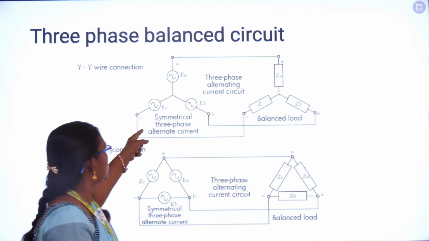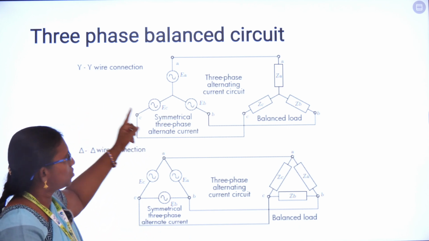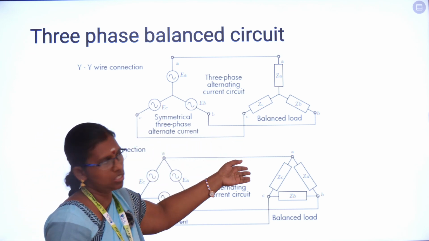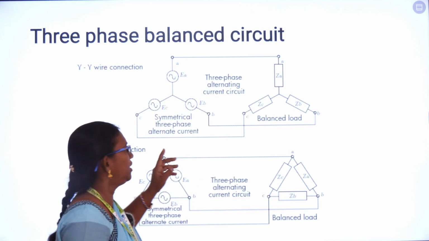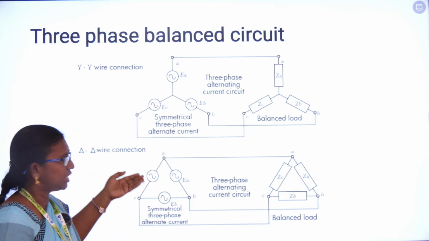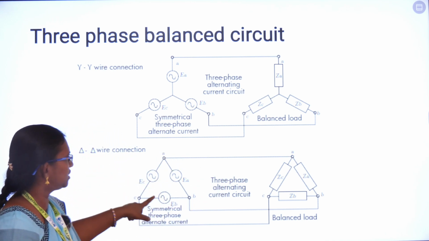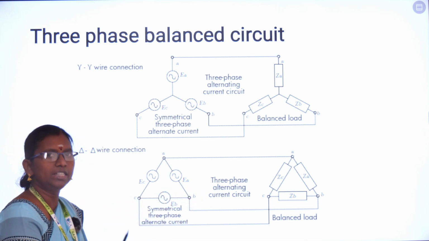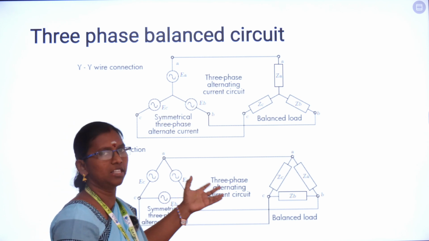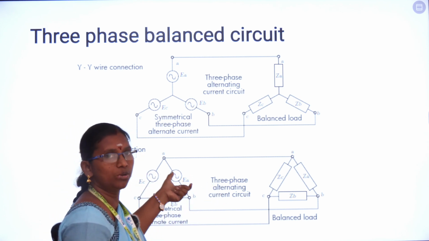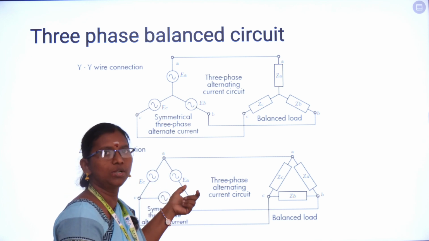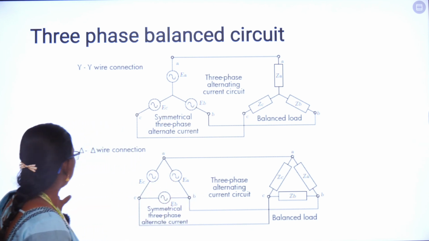So the first diagram shows us when the source and load are both connected in star connection. So this will be seen in the coming slide. And we have even delta connection. In this delta connection, the load and source both are connected in delta connection, and they are having equal phase voltages, equal phase currents, as well as equal impedances.